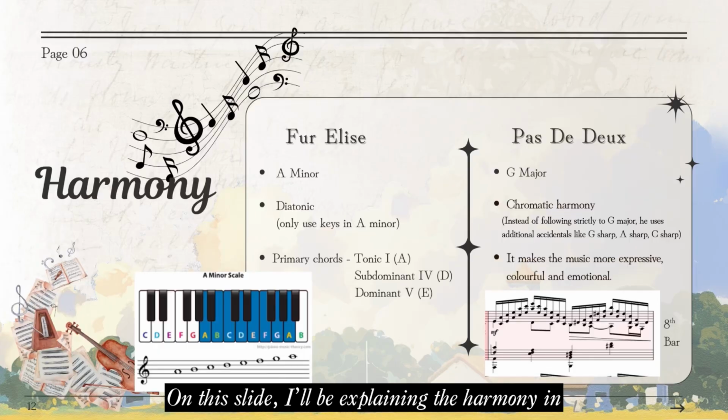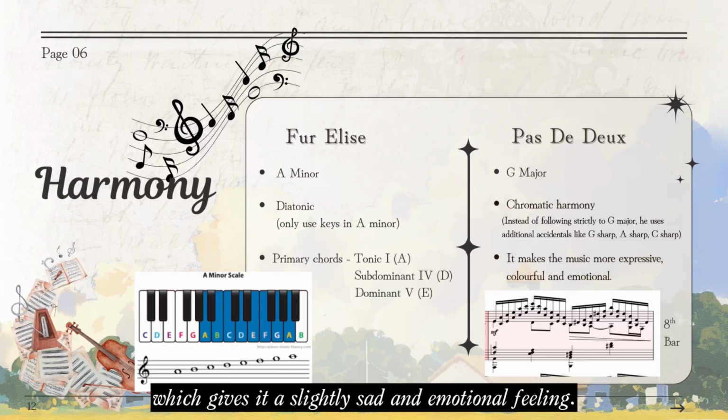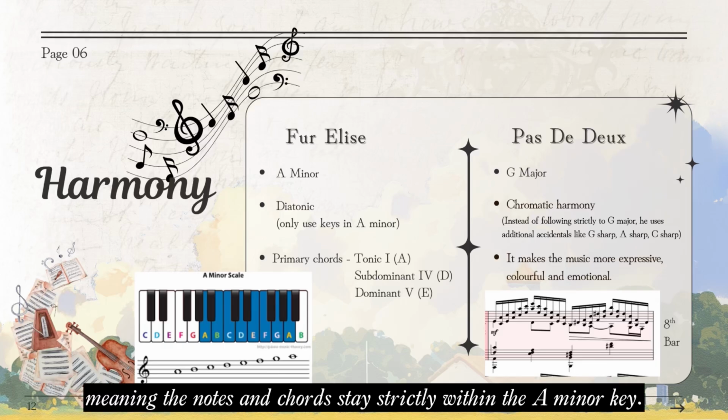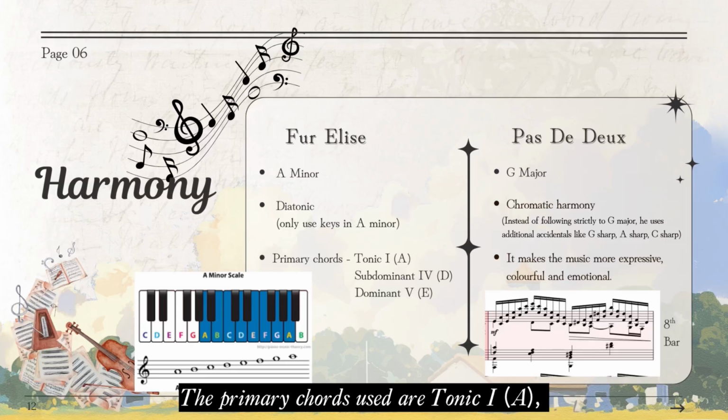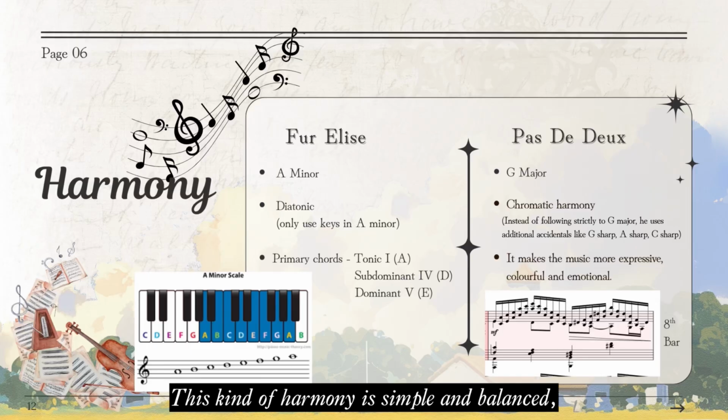On this slide, I'll be explaining the harmony in Für Elise and Pas de Deux. First, let's look at Für Elise by Beethoven. The piece is written in A minor, which gives it a slightly sad and emotional feeling. It uses diatonic harmony, meaning the notes and chords stay strictly within the A minor key. The primary chords used are tonic, the first, subdominant, the fourth, and dominant, the fifth. This kind of harmony is simple and balanced, which is very typical of the classical period.